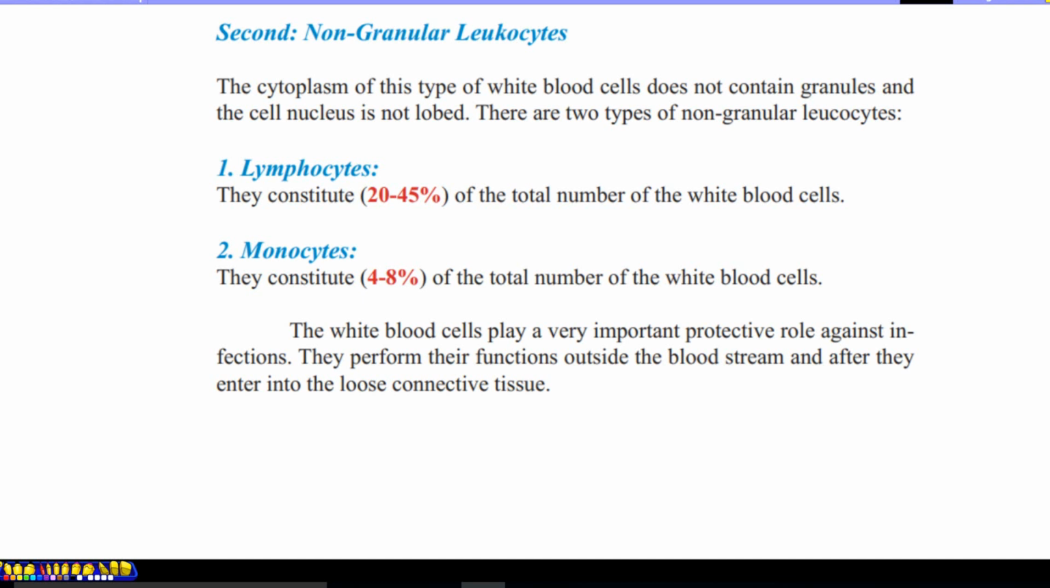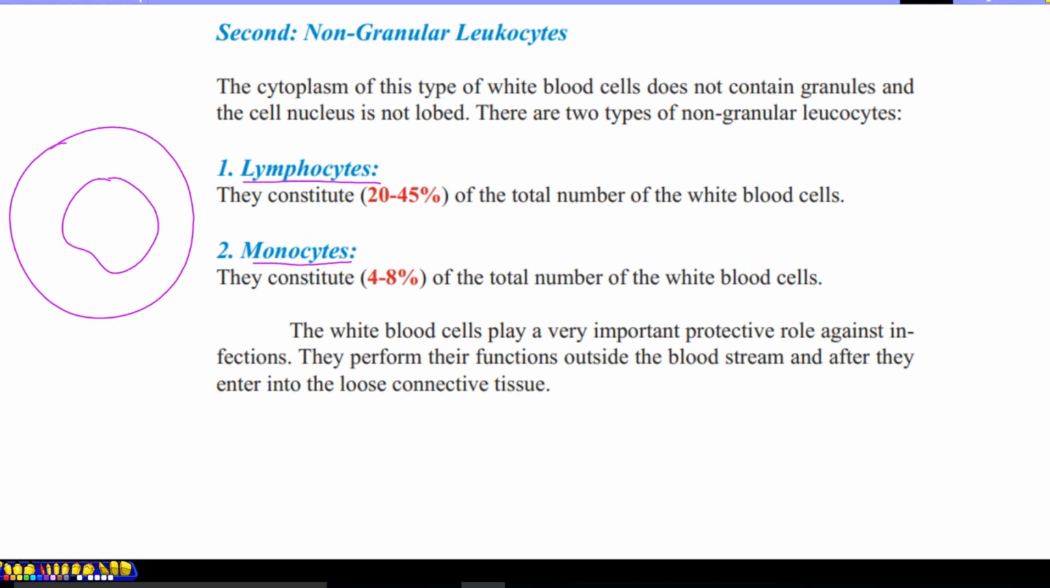The second type of leukocyte, or white blood cells, is non-granular leukocytes. The cytoplasm of this type of white blood cell does not contain granules, meaning they have a homogeneous, clear cytoplasm. The cell nucleus is also not lobed, meaning one big spherical nucleus, especially for monocytes. There are two types of non-granular leukocytes, lymphocytes and monocytes.